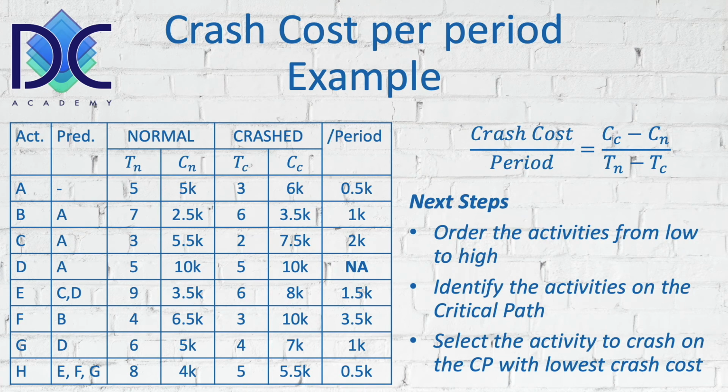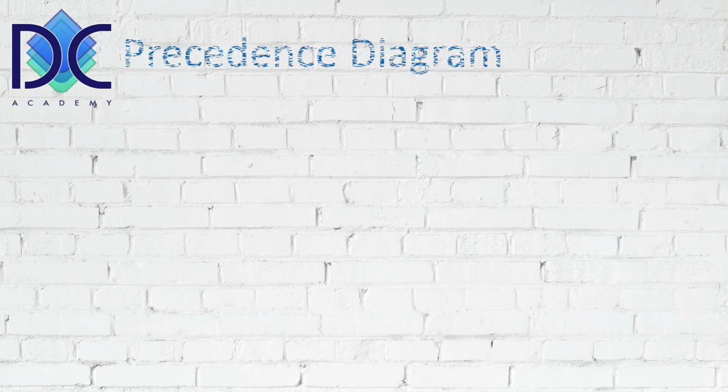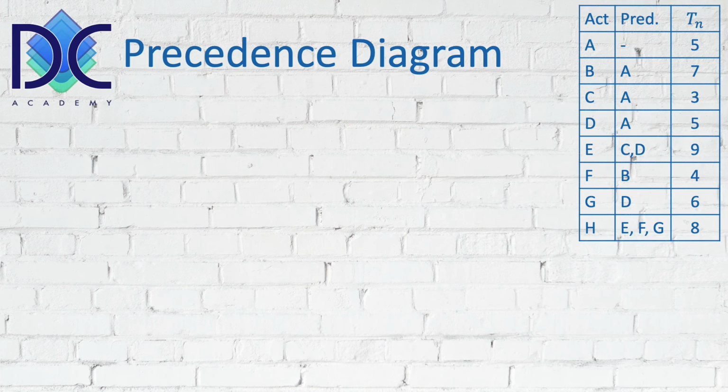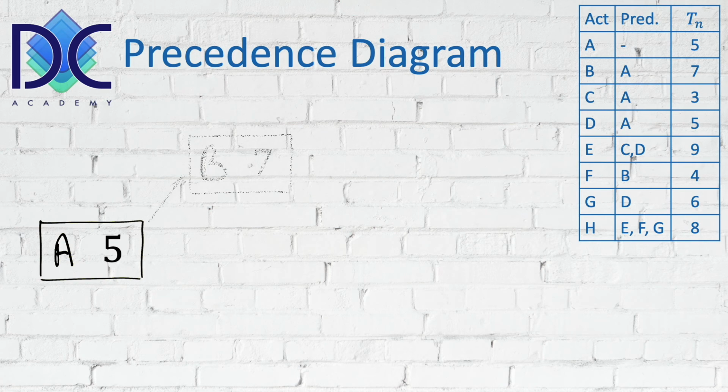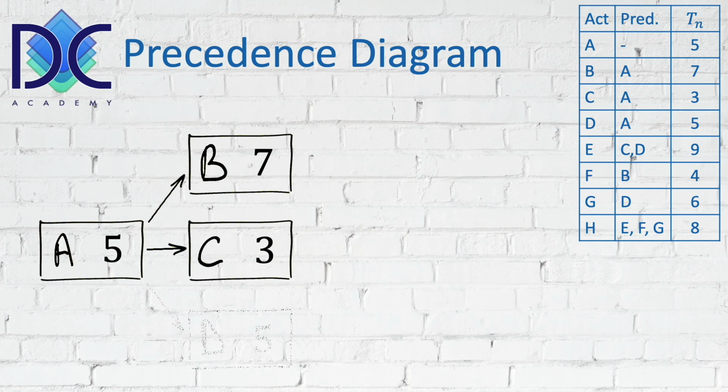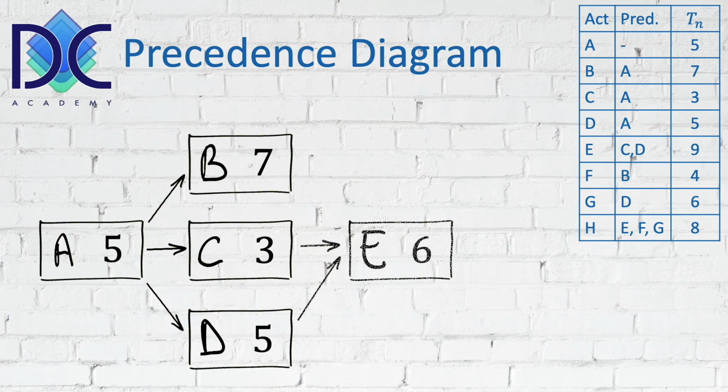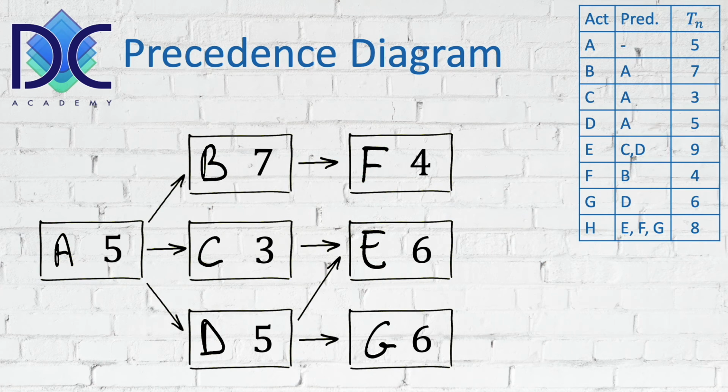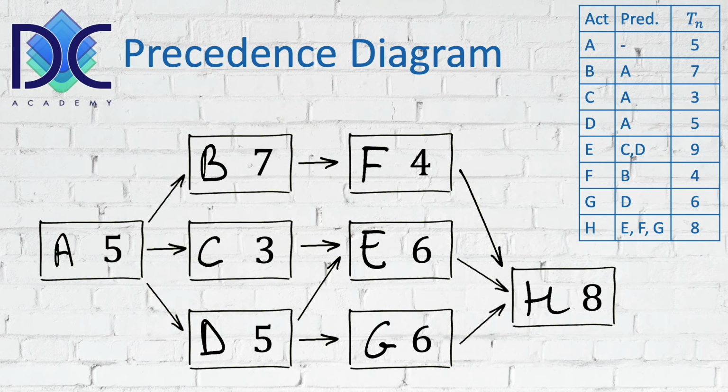Now let's have a look how we go from here. The first step, as I already said, is to look at the precedence diagram. We've already drawn this, but let's have a look at it again. We first start with A. Following A, we have three activities: A is predecessor of B, C, and D. Now we have E, which has predecessors C and D, F has predecessor B, and G has predecessor D. And the last activity, H, has predecessors E, F, and G.